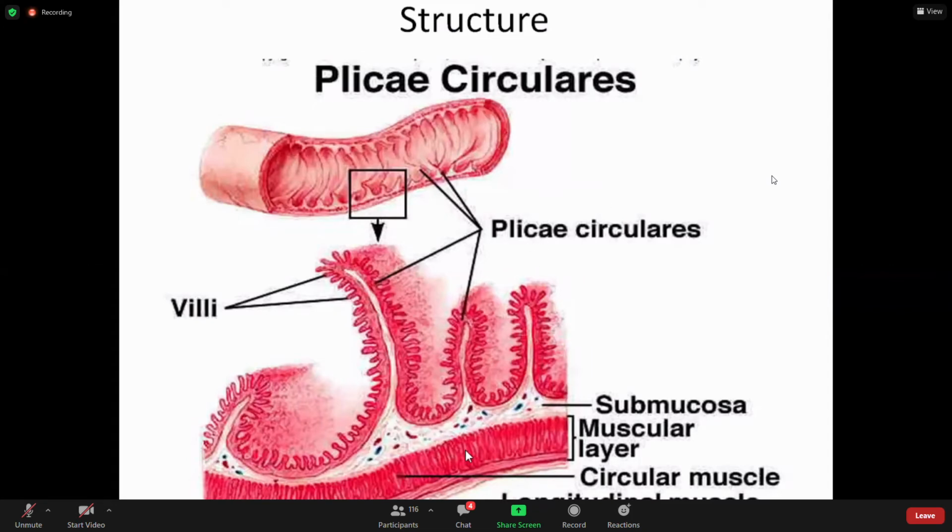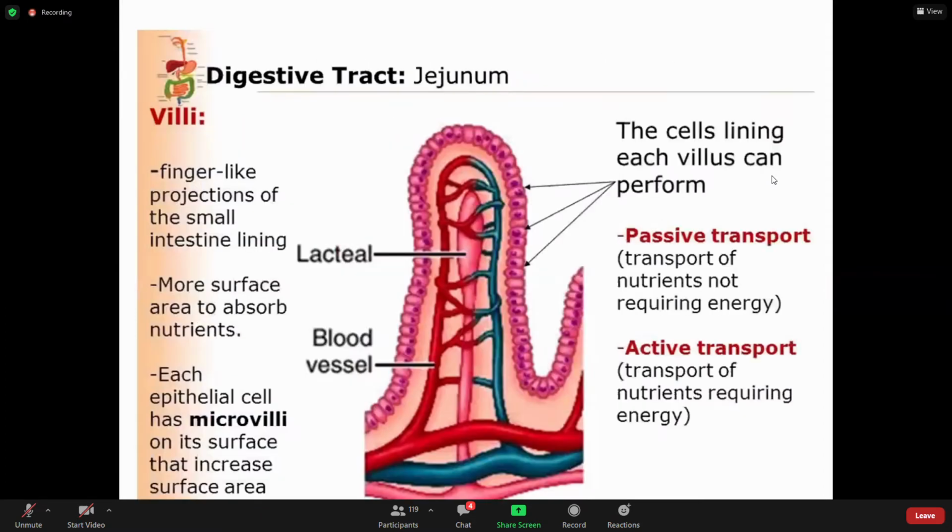And if we look at the muscular layer, it is basically made of two important parts. Outside it has a longitudinal muscular coat, and inside it has a circular muscular coat. So with this basic picture and features, I think we can move further. This is how a villus basically looks.